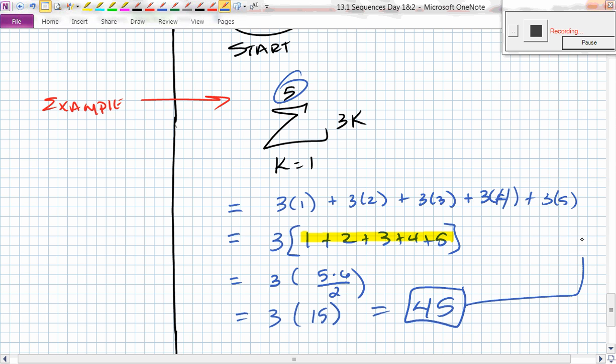So that is a really fancy way of saying 45. So that's like what that second grader was doing in his head.